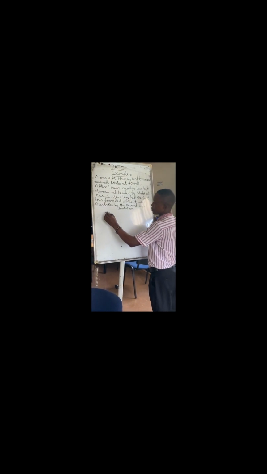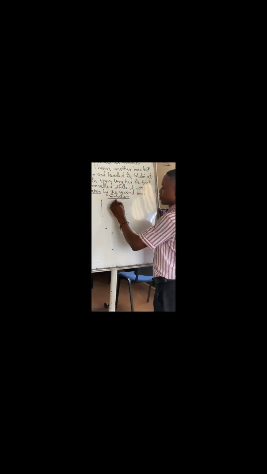So for the first bus, let me quickly draw this micro table. We have speed, distance, time. The first bus, the speed is 40 km per hour, and for the second bus, this is 50 km per hour. Now, since we say D1 will be equal to D2, because at the point of overtaking, both of them must have covered the same distance.